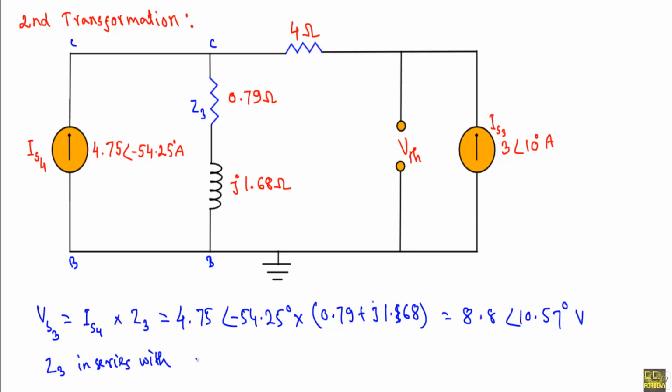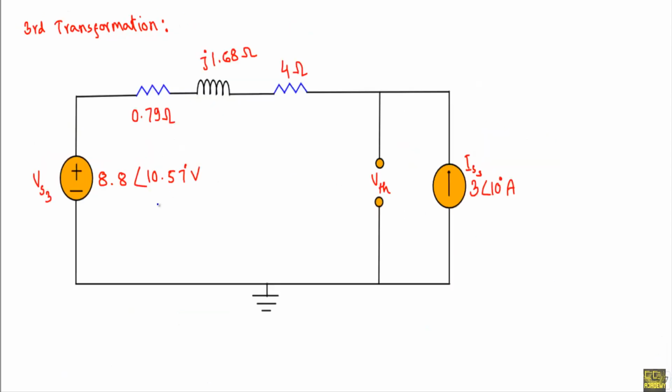with Vs3. Now see, what will be the positive side of Vs3? IS4 is supplying current in this direction, so the positive terminal will be in the upward direction and the negative terminal will be in the downward direction to preserve the same current direction in the circuit. So this will be our circuit.